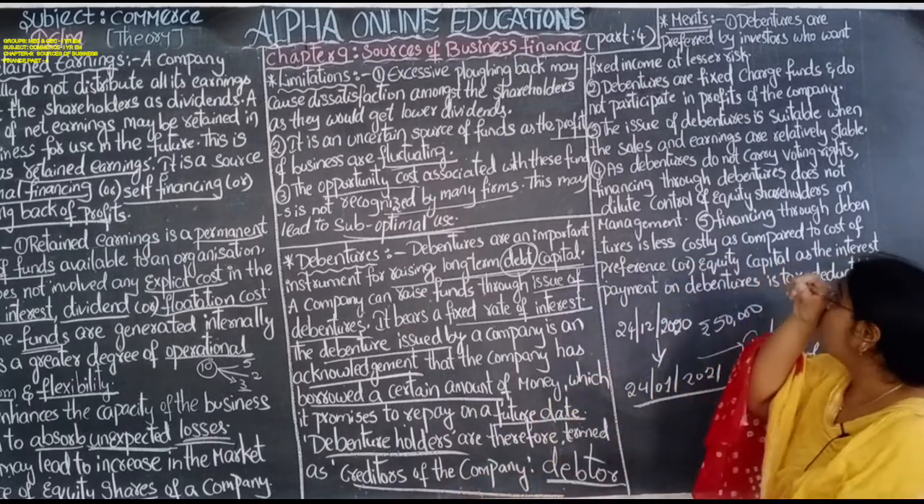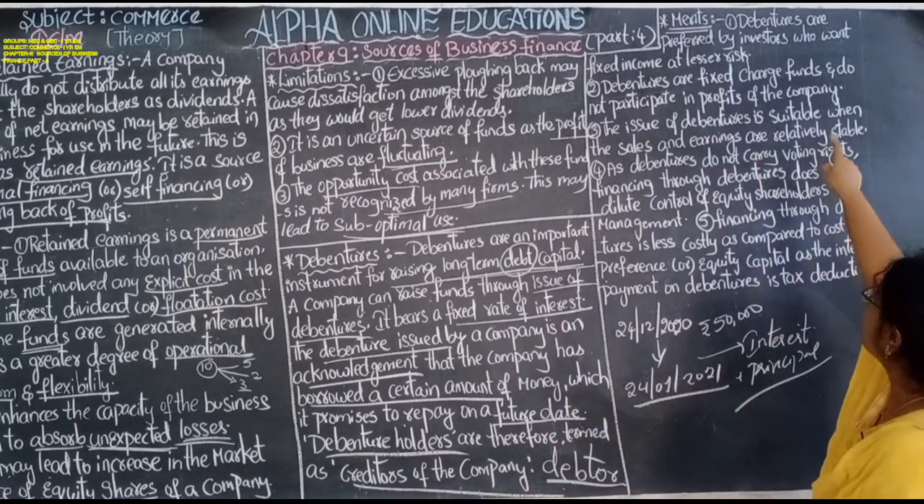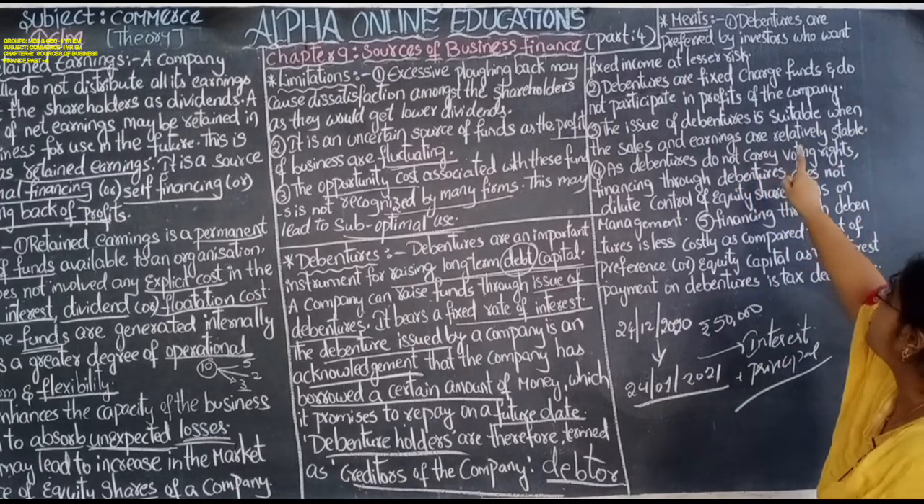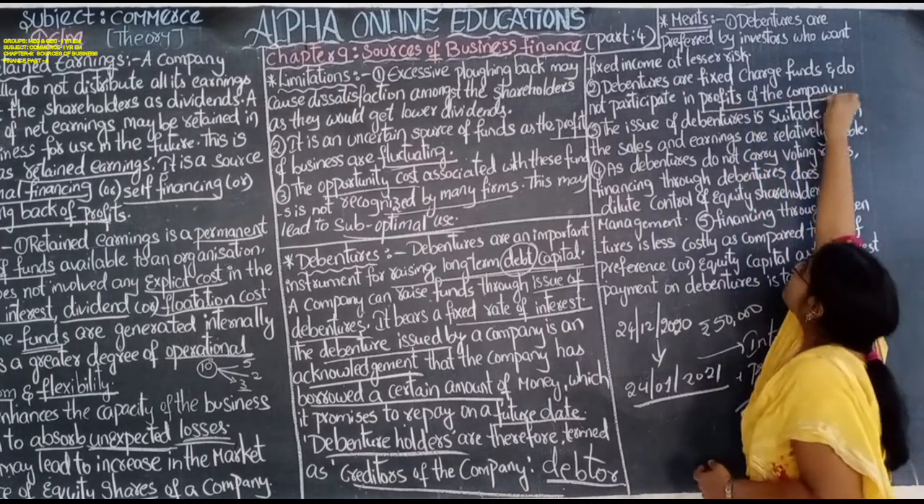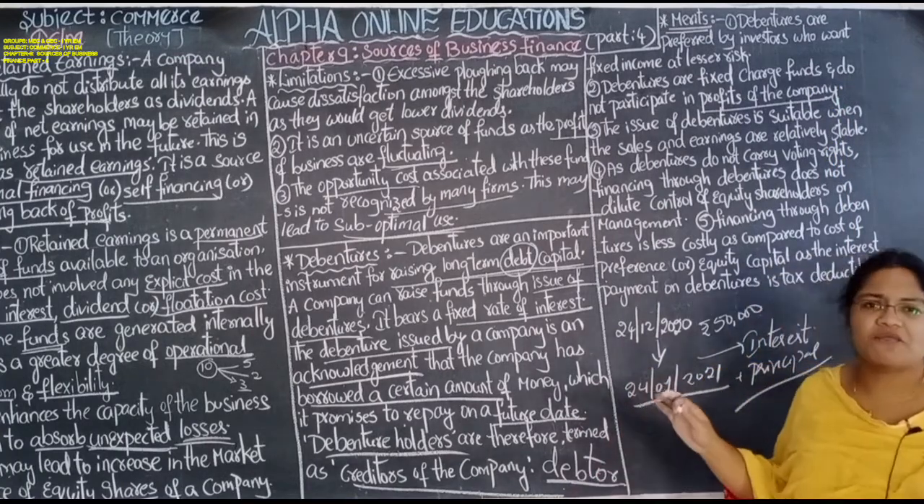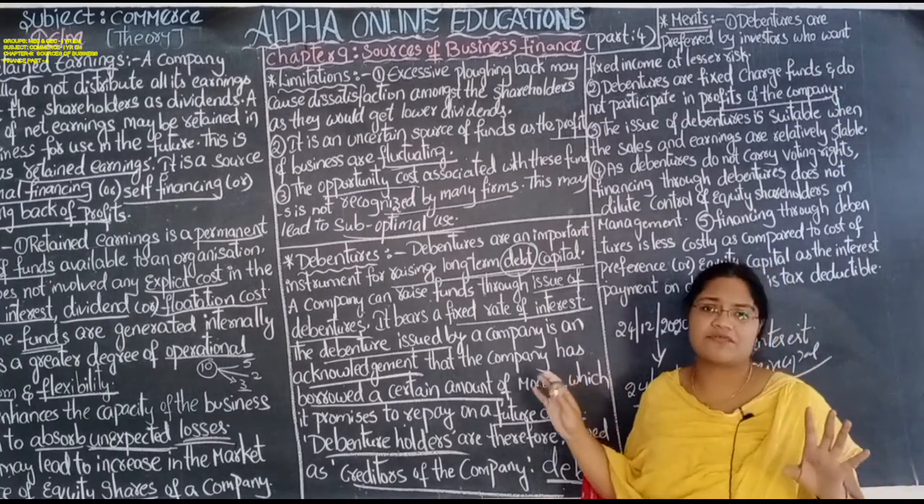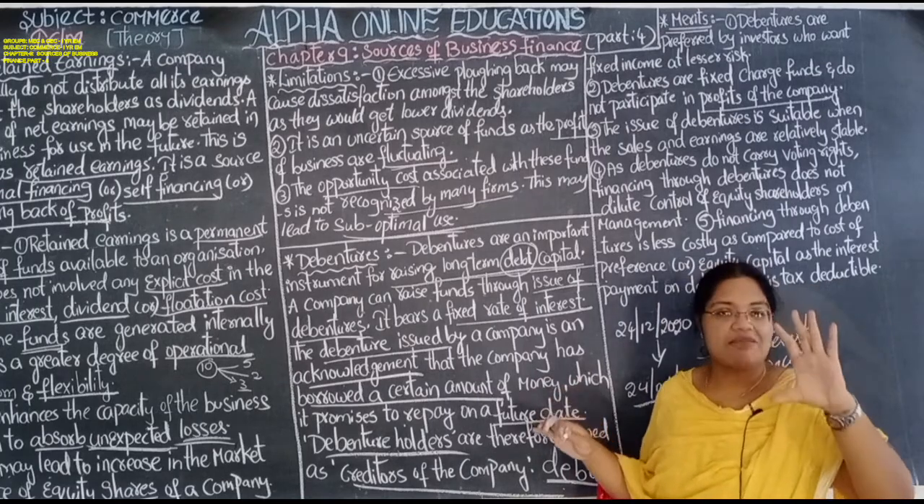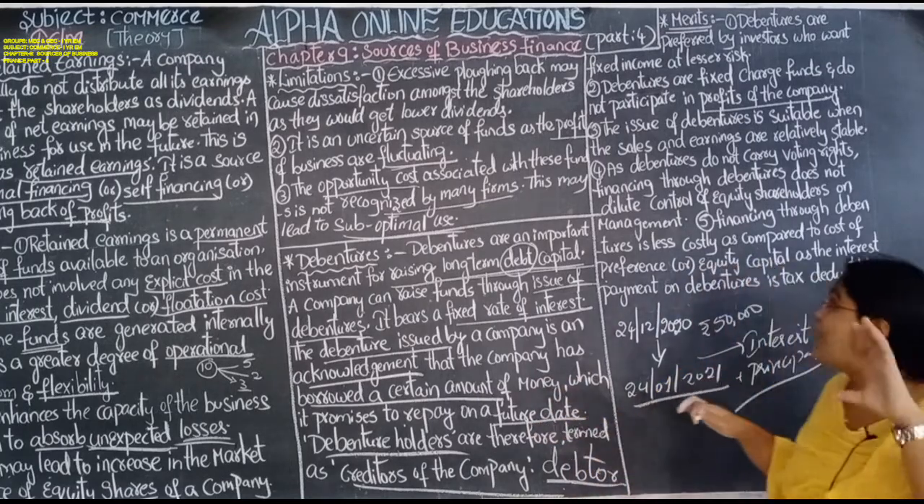The debentures are fixed charge funds and do not participate in the profit of the company. Whatever the profit of the company, whatever the loss of the company, they will get a fixed rate of interest every month.